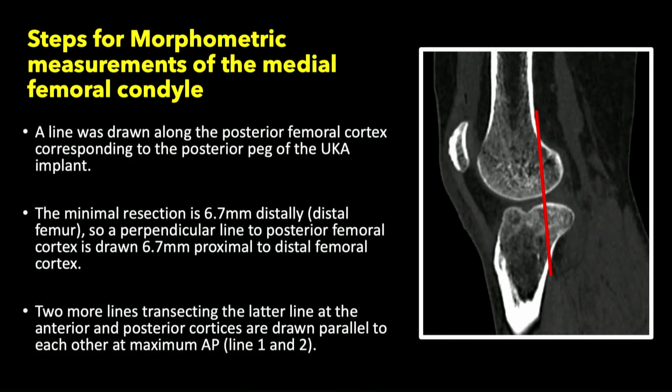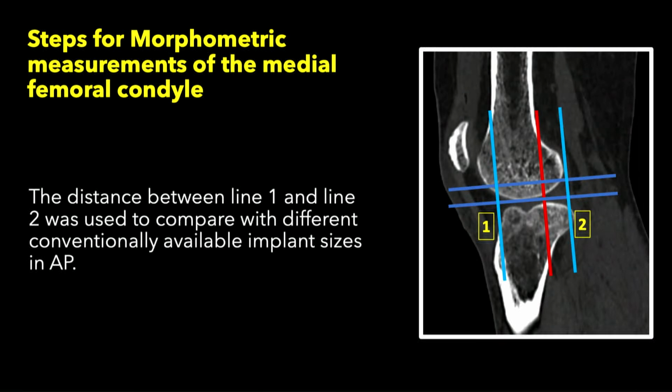The steps used for morphometric measurements of the medial femoral condyle were, we drew a line along the posterior femoral cortex, which was corresponding to the posterior peg of the UKR implant, a line along the distal femoral cortex perpendicular to the posterior femoral cortex, and since the minimal resection was 6.7 mm distally, we drew another line that was 6.7 mm proximal to the distal femoral cortex. We also drew 2 lines transecting the latter line at the anterior and posterior femoral cortexes, which is line 1 and line 2. And the distance between line 1 and line 2 was used to compare the different conventionally available implant sizes.